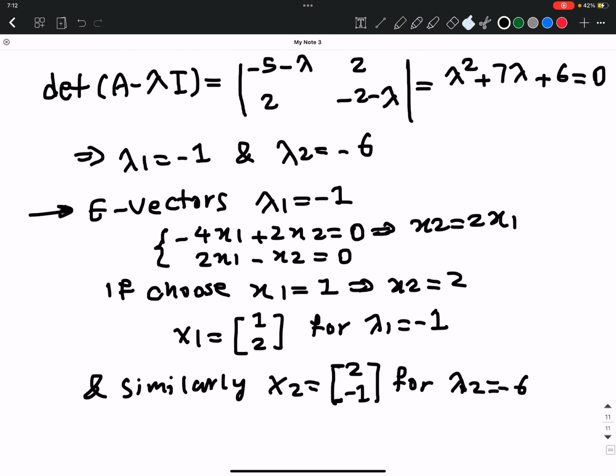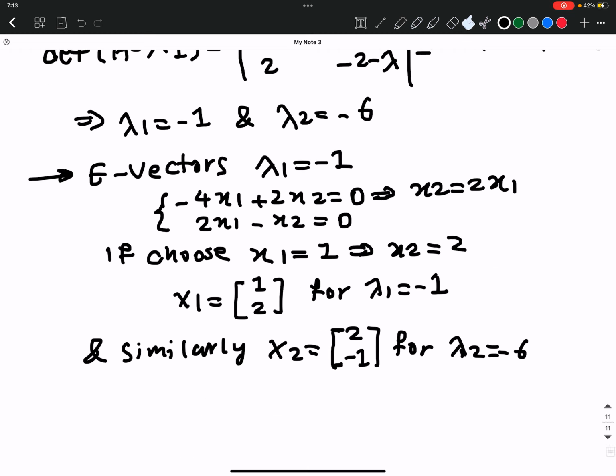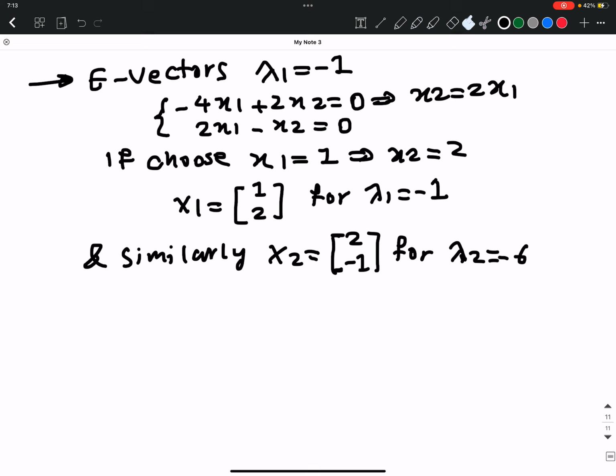Okay. Now I want to talk about a theorem about these eigenvalues and generalize it. This is a theorem that I'm not going to prove, but you can use it in the course. So the theorem is as follows.